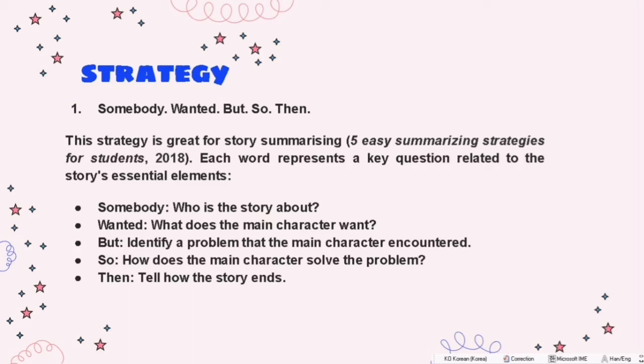Number 1, we have Somebody Wanted But So Then. This strategy is great for story summarizing. Each word represents a key question related to the story's essential elements. Somebody, who is the story about? Wanted, what does the main character want? But, identify a problem that the main character encountered. So, how does the main character solve the problem? And then, tell how the story ends.